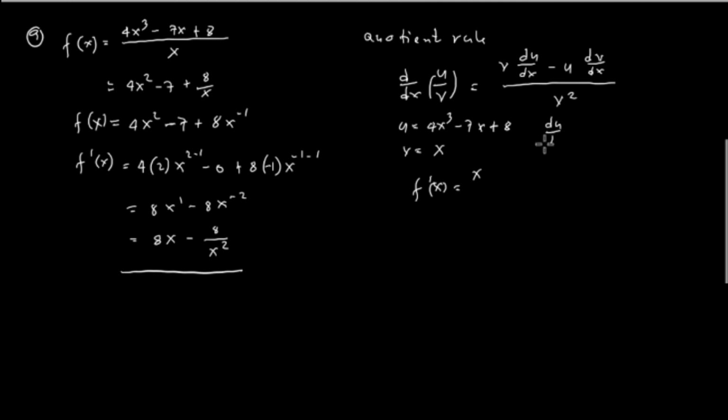So du over dx, the derivative of 4x cubed minus 7x plus 8, is equal to 4 times 3x to the 3 minus 1, minus 7x to the 1 minus 1, and the derivative of 8, a constant, is 0. That is 12x squared minus 7. dv over dx is equal to the derivative of x, which is 1.